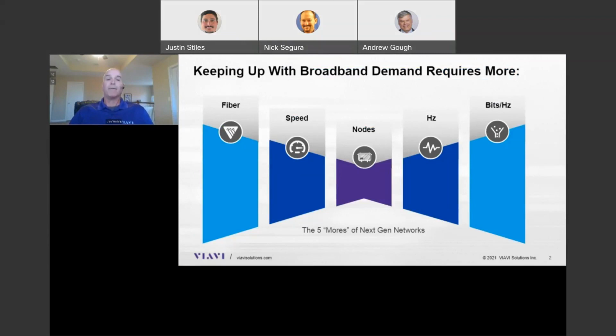So the first one is more fiber. I think enough said there. More speed. So this isn't the speed we deliver to the customers, but the speeds we have to have all the way across our network to deliver the end speeds to our customer. We certainly need more nodes to shrink service group sizes to deliver the capacity that we need. To do this on the HFC side, we're going to need more hertz. We're going to need more spectrum both up and down to do this. And we're going to have to get more bits out of each hertz of spectrum that we have. So these are the 5 mores. There are actually more than this, but these are the 5 that I chose to focus on for today.